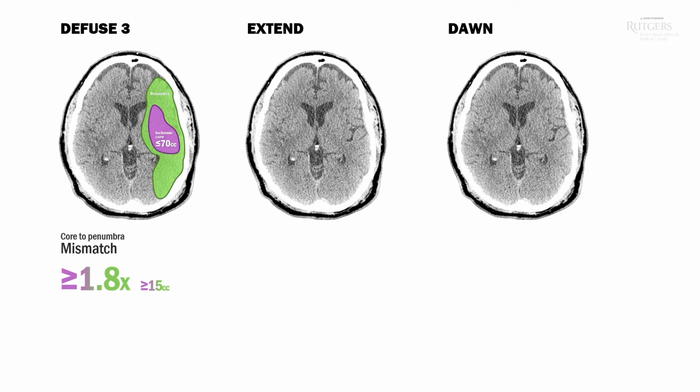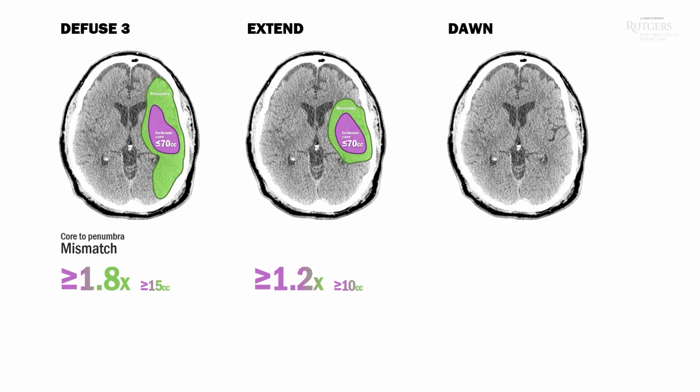EXTEND trial extended the window for intravenous TPA to 9 hours. That trial selected patients with similar core size as DEFUSE 3, but allowed a smaller core to penumbra mismatch of at least 1.2 times, or at least 10 cc absolute difference. By the way, large vessel occlusion was not required in the EXTEND trial, but by definitions, you can see that some patients that meet DEFUSE 3 criteria may also meet the EXTEND criteria.